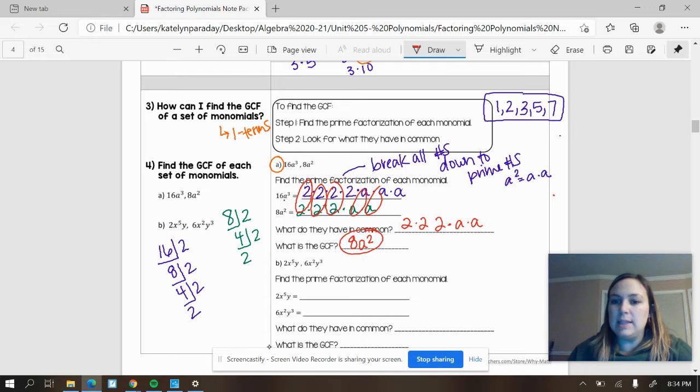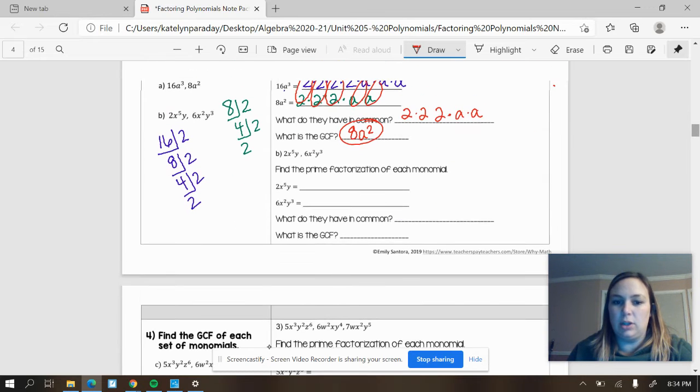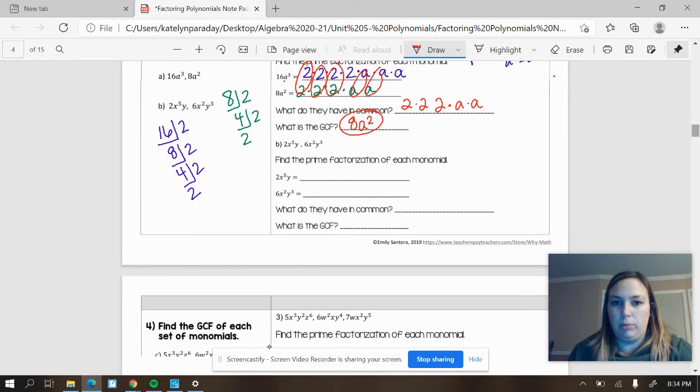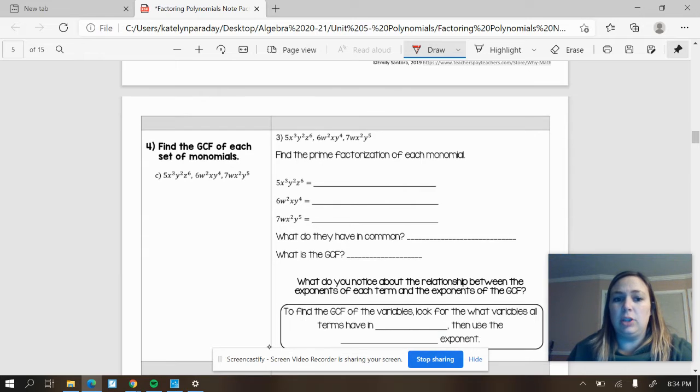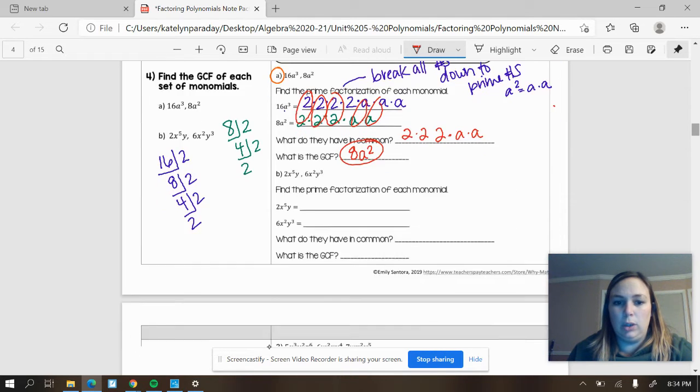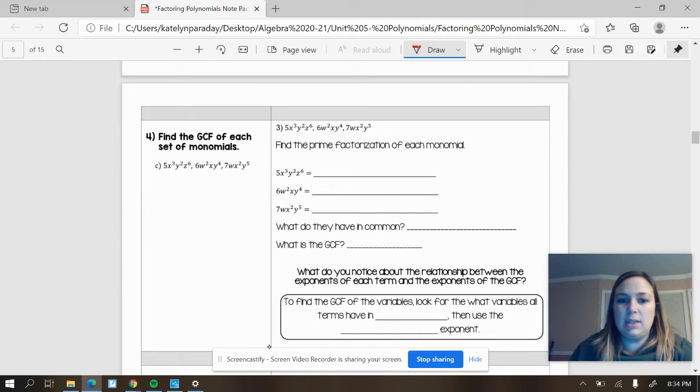Okay, we might see some of this, but it won't be as hard. So that's why I'm just going to go through this part quickly, because then I'll show you what else we could do. You can practice some of these more if you would like. Once we get into these ones with different letters, that's where it gets a little bit tricky. So the first one, 5x cubed y squared z to the 6th.